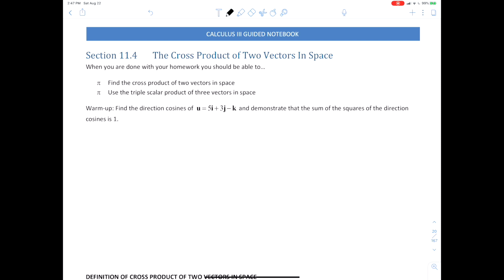Hey there, it's Shannon Myers, and today we'll be looking at section 11.4 from our calculus book, and that covers another vector product, the cross product of two vectors in space.